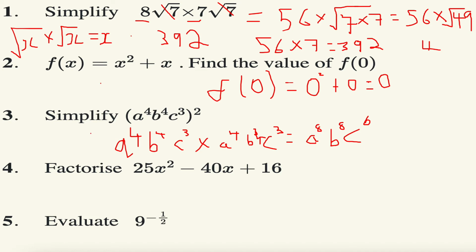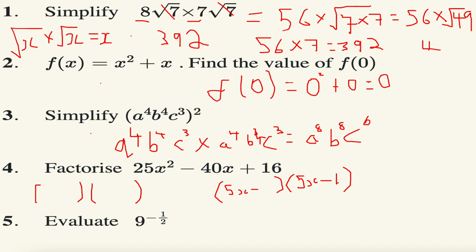Okay, question number 4. Factorize 25x squared minus 40x plus 16. Now this is a pretty nasty quadratic actually, and it is likely to come up on a higher tier paper, possibly a calculator or even a non-calculator. So we've got to test 2 different brackets. I can either put 5x and 5x. I'm going to have 2 minuses because I get a positive 16 there and I've got a negative 40.